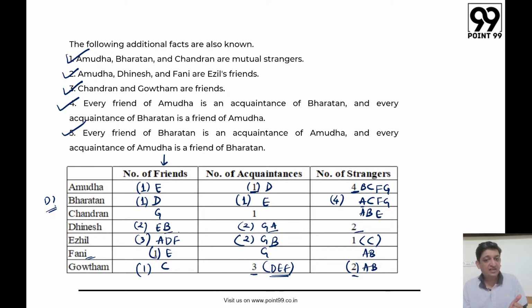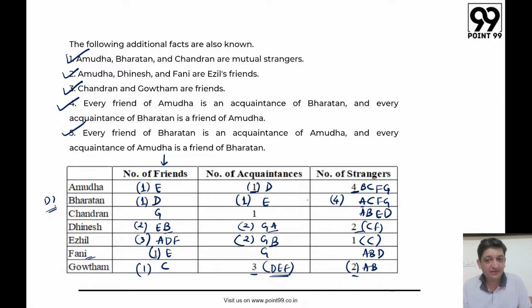Now A, B are done, C is left, D is Dinesh himself, E is done, F is left. तो C और F बचे. So C and F have to be here. So basically C and D will be strangers. तो C के strangers की लिस्ट में D आ जाएगा and F and D are strangers. तो F के strangers की लिस्ट में भी D आ जाएगा.